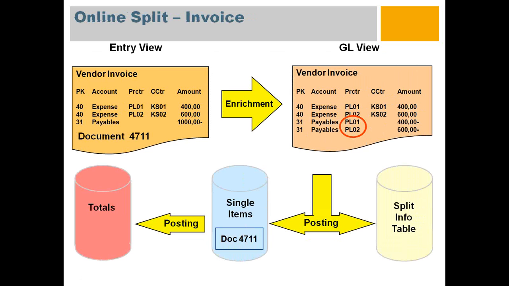Online splitting of the invoices. Okay, so you have a vendor invoice here. You have the payable to the vendor, here is $1,000. Sorry, not splitting. You have two balancing entries for these. This is an expense account, this is a debit, and this is a credit balance. And you have two different profit centers assigned to two different expense line items. But you only have one payable item, right?